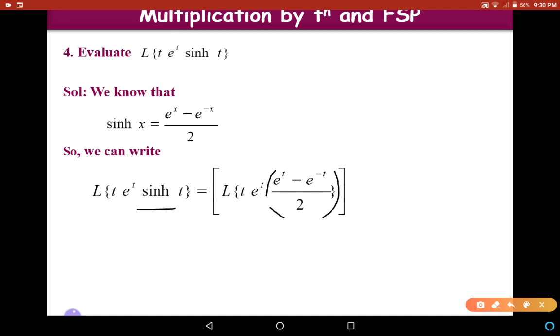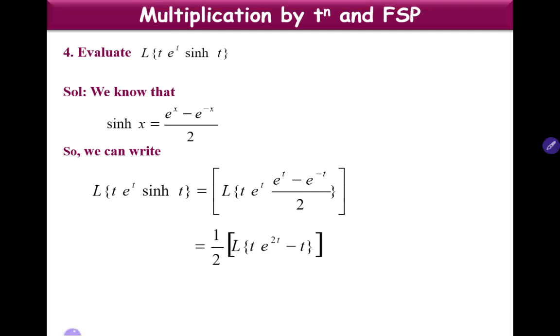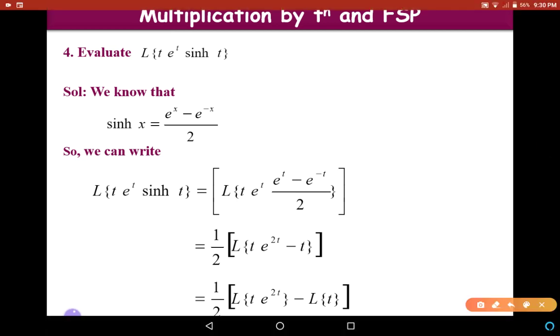Now if we multiply this t into e power t with each of the terms, first we multiply with e power t: e power t into e power t gives e power 2t. Now if we multiply with the second term, we get t into e power minus t is e power 0, that is 1. Therefore, this gives L of t into e power 2t minus t. 1 by 2 is anyway constant, it can be taken outside. So now using linear property, we can separate this as 1 by 2 times L of t e power 2t minus L of t. L of t we can directly write it as 1 by s square.